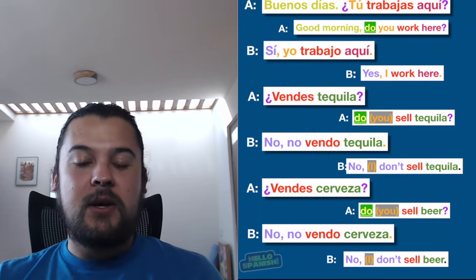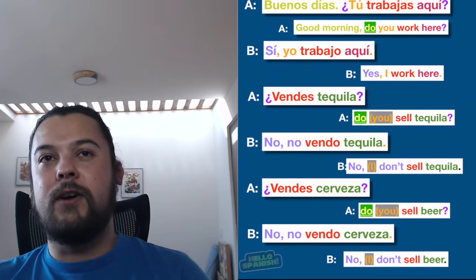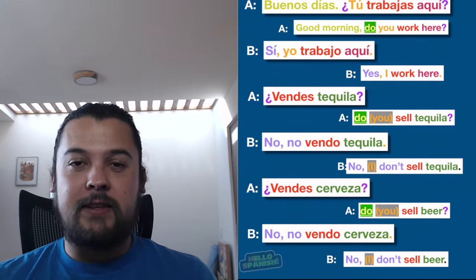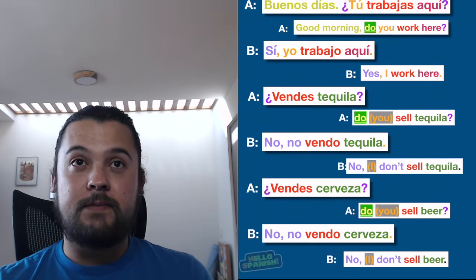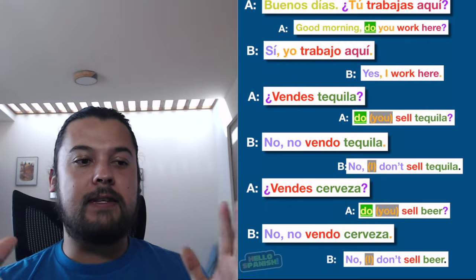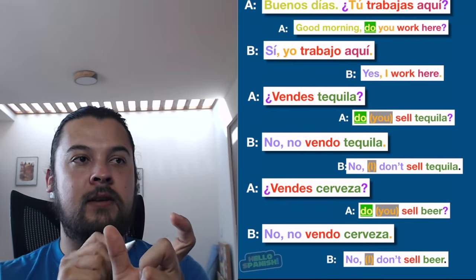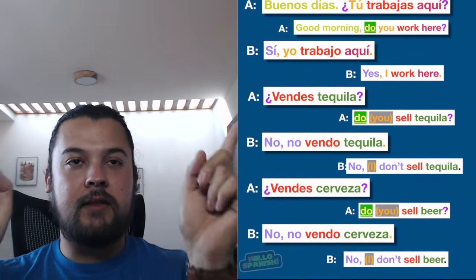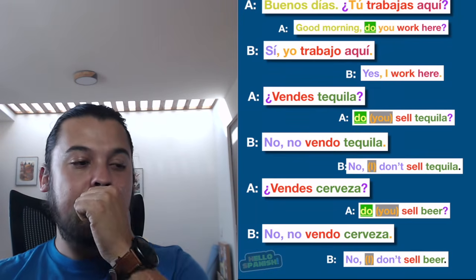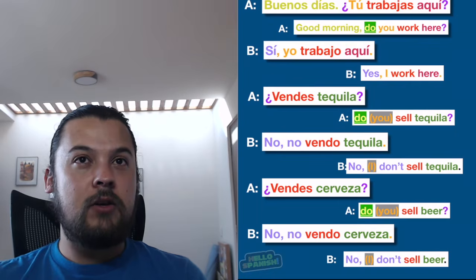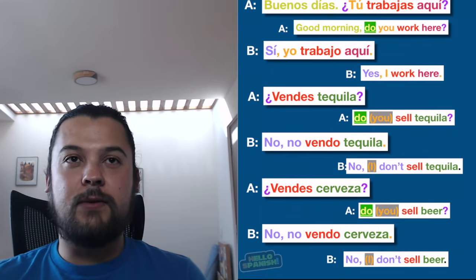So let's see the translation. Buenos días. ¿Tú trabajas aquí? Good morning. Do you work here? Now, in this very first sentence, you need to realize that in Spanish, we do not have the auxiliary verbs do or does. They do not exist at all, right? So, how do you make questions? You just take the statement into a different intonation, add the question marks, and there you have it. So, instead of saying, do you work here? Literally in Spanish, you say something like, you work here? So, just make the intonation different.